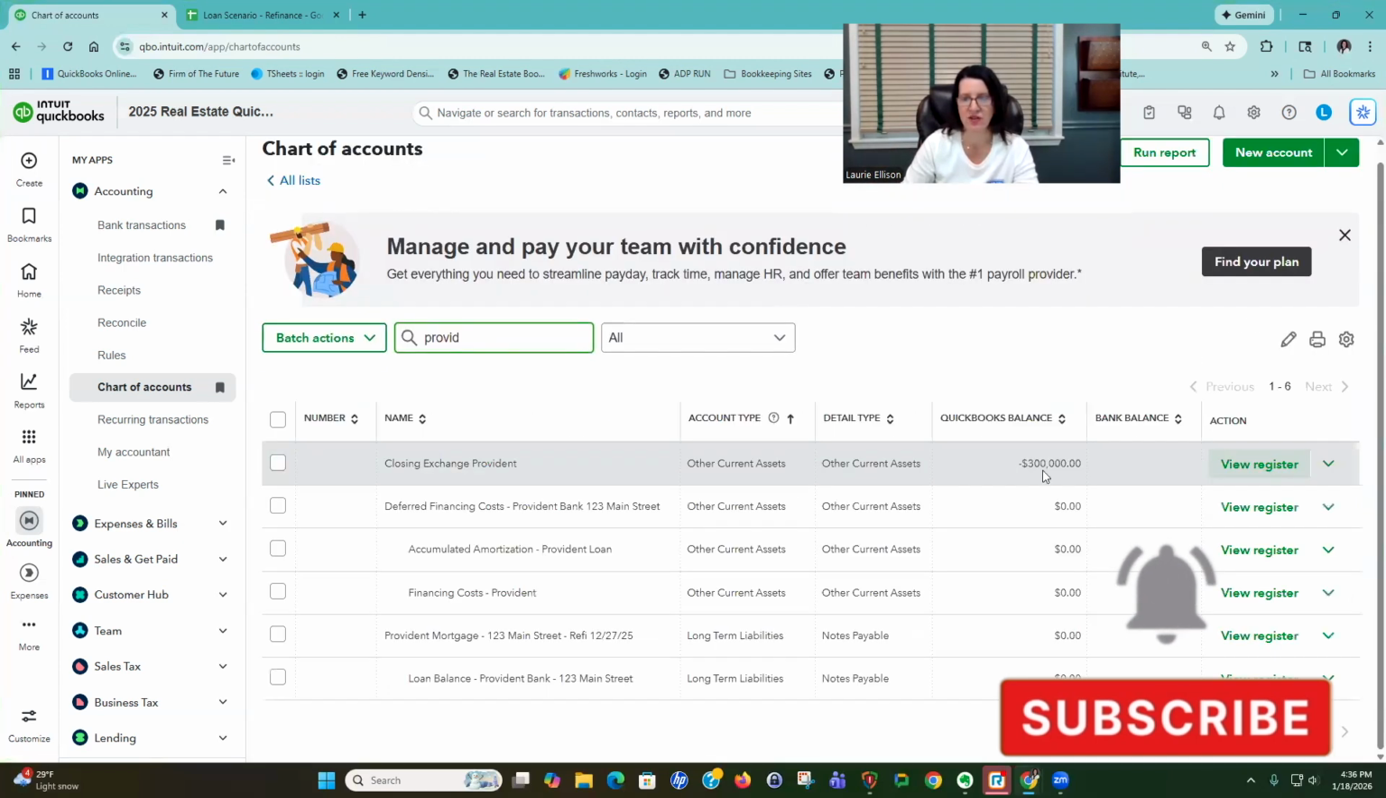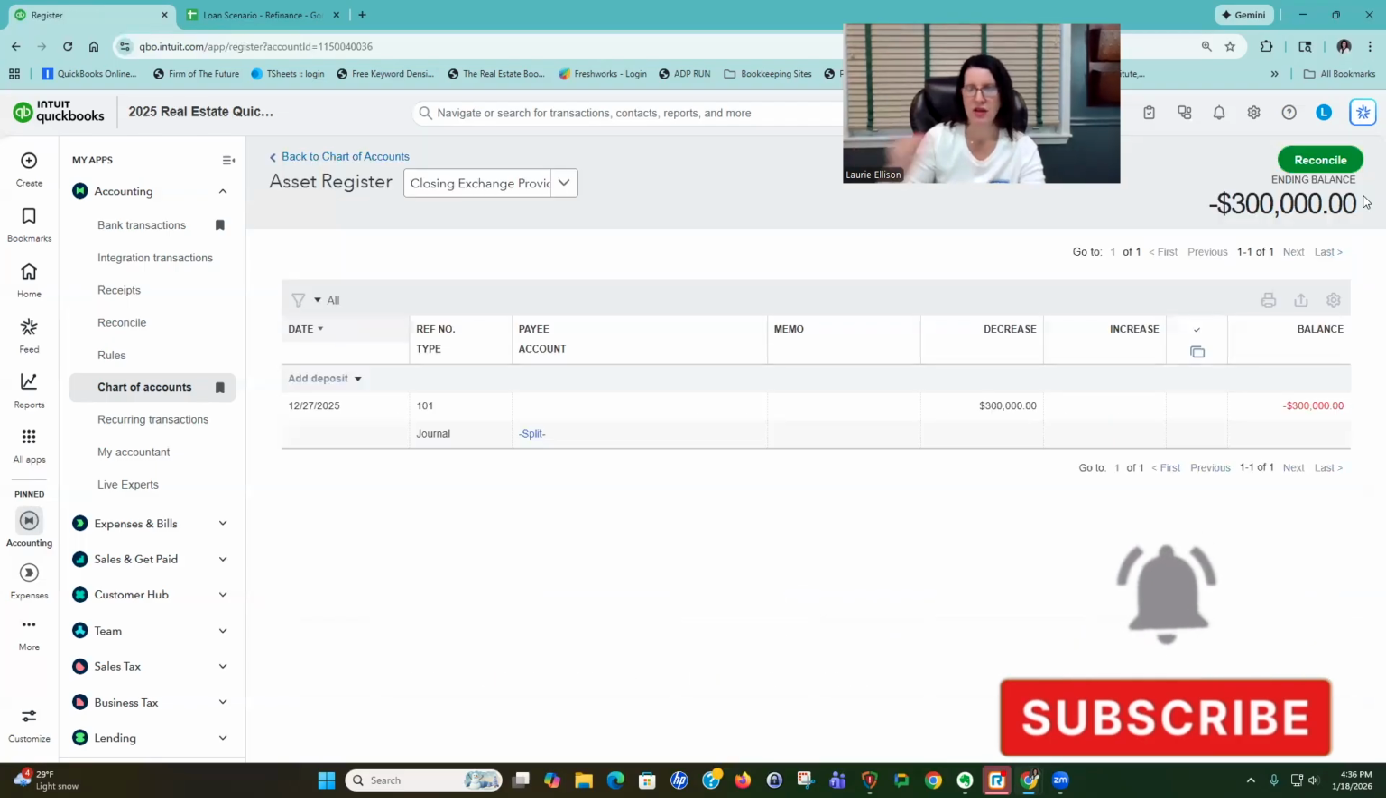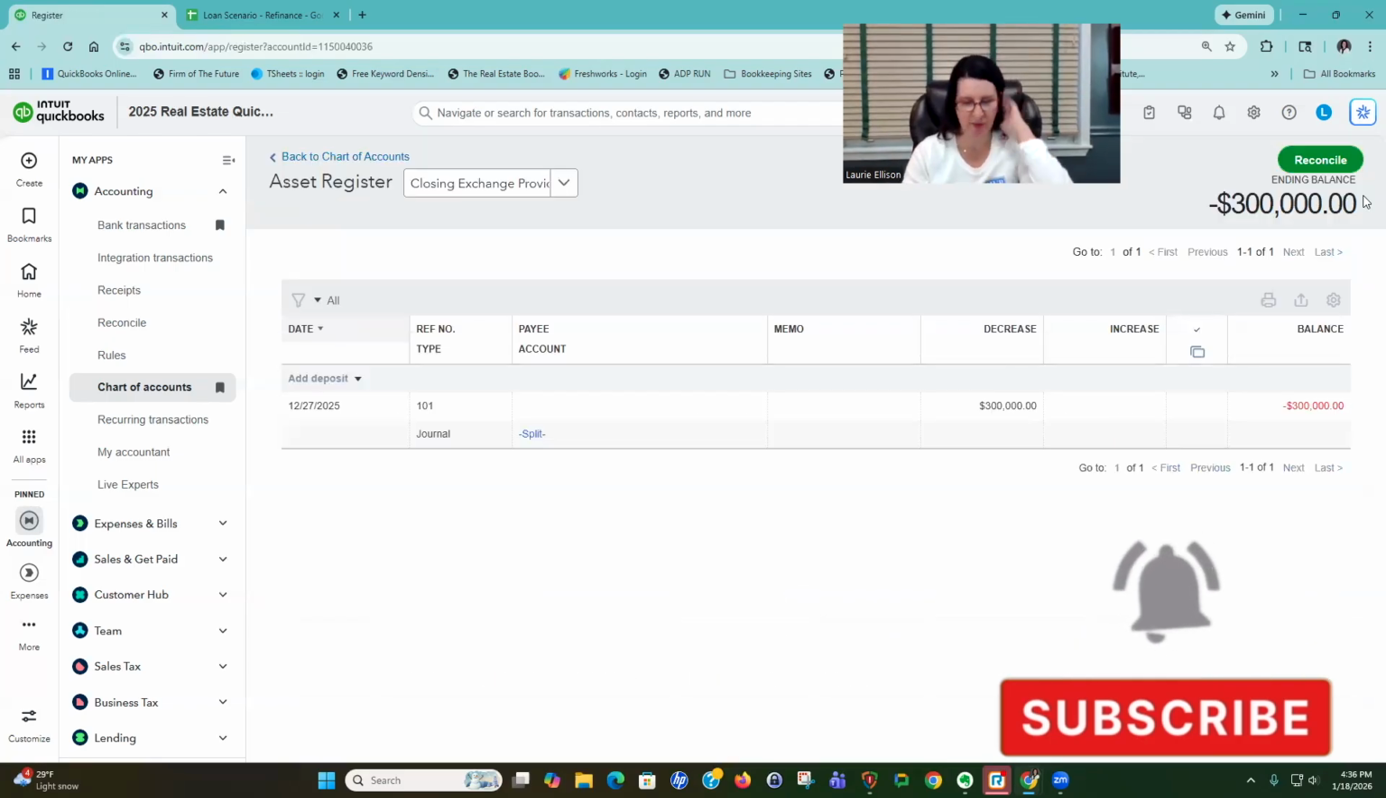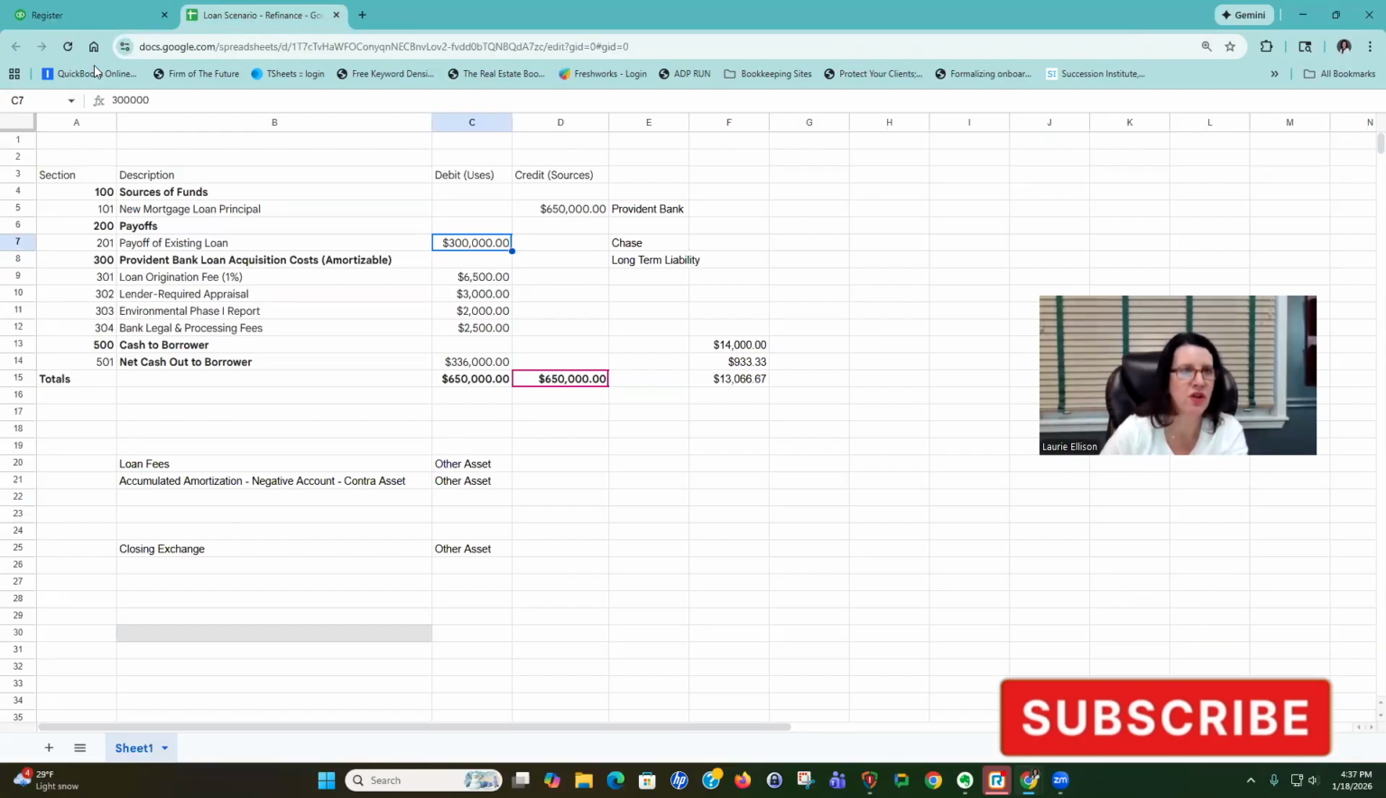So look, now I got this 300, right? It's an asset. It's negative. So now we go to the next step. So it's good to keep like a pen or something. Now we have a new mortgage loan of 650,000. So that's the next thing we would do.